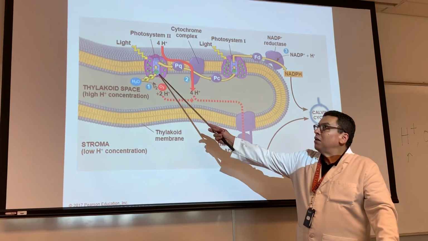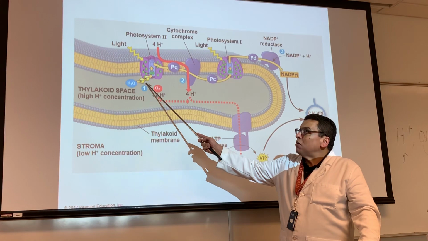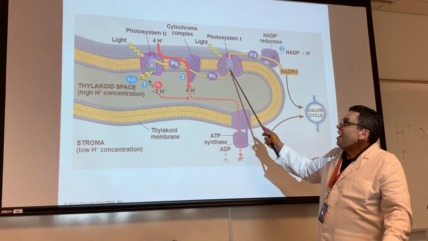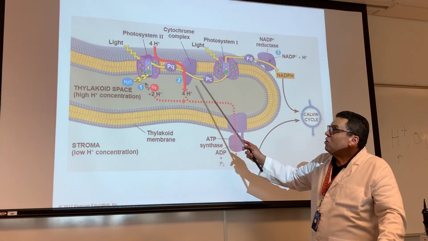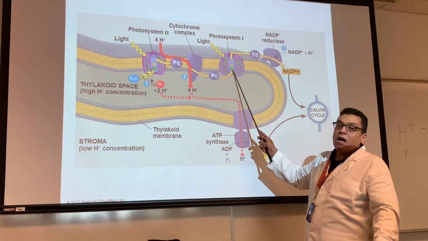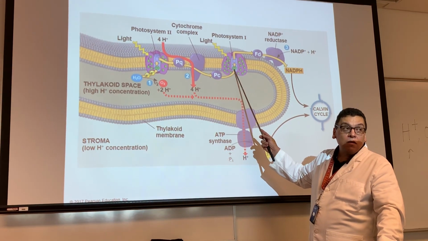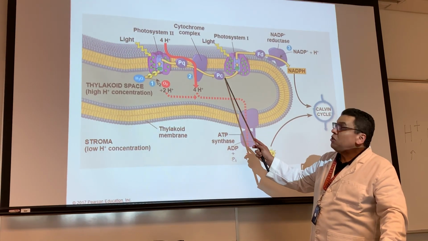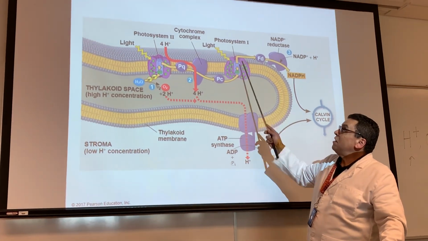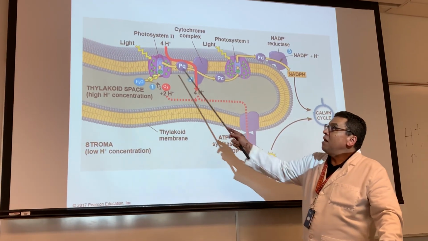Just like this one. Now this guy settles back down by getting the electrons from water splitting. The P700 settles back down by getting the electrons from the first chain. So the electrons came here, went through here, and then it's going to go to P700. P700 gives off electrons, and it settles back down by accepting the electrons from the end of the chain that came from this guy.